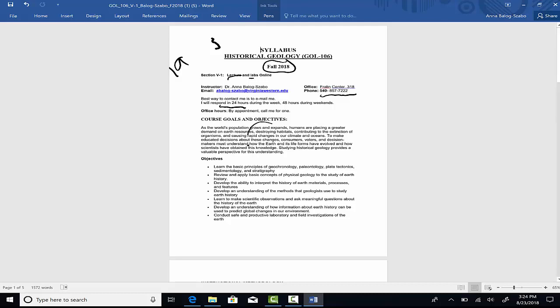These are just the goals and objectives of the historical geology.